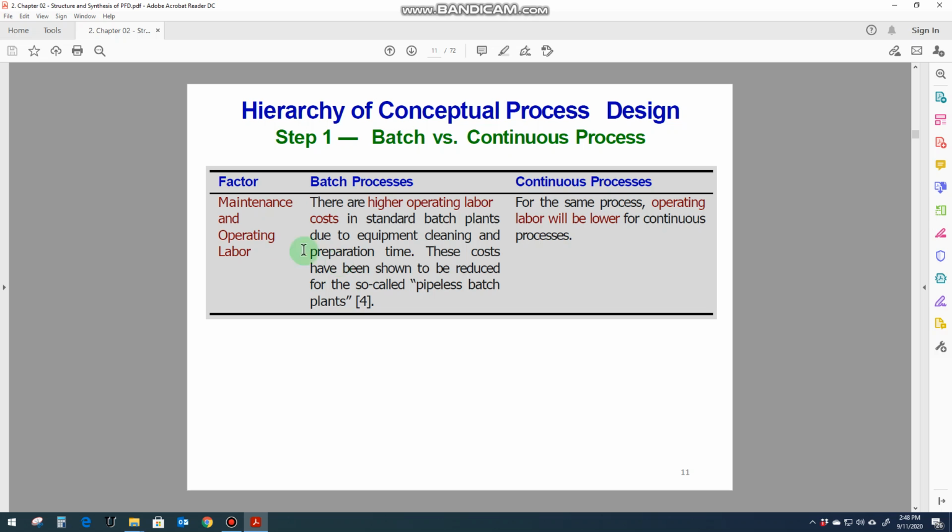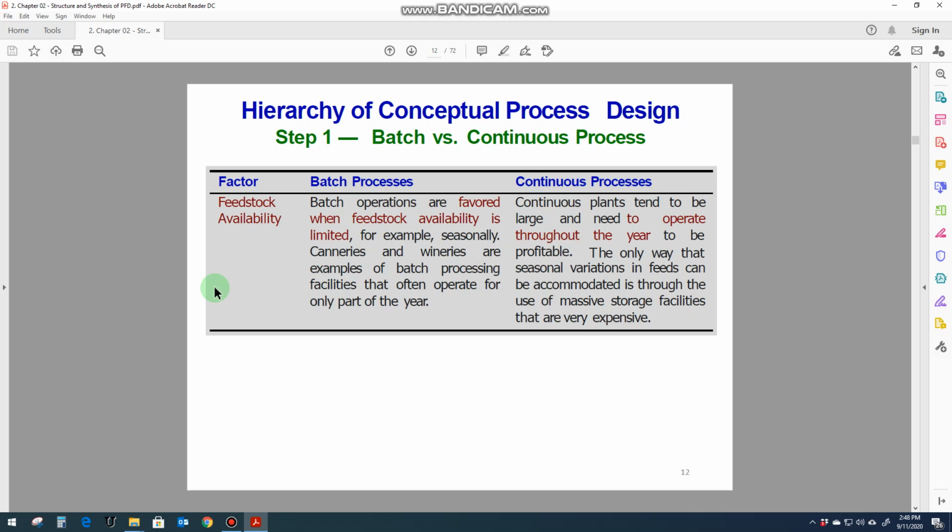So the operating labor and maintenance of the batch processes is usually higher than the continuous process. For the same process, operating labor will be lower for the continuous process. So in the continuous process, if you talk about the production rate, we don't have to clean the units again and again, so that will reduce the maintenance and operating labor. Obviously we are fixed with the number of products in the continuous process, but we can have an advantage on the maintenance and the operating labors.